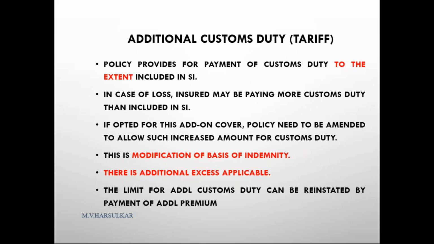So in case of loss, again custom duty may be more because machinery duty is one, project duty is different, spare part duty is different. So sum insured may have the machine duty or project duty, because project duty may be exempted, so he may not include it in the sum insured. So zero, it may be zero. So here, then replacement, he may have to pay the duty, so that additional duty has to be paid.